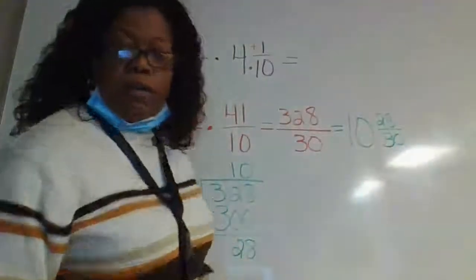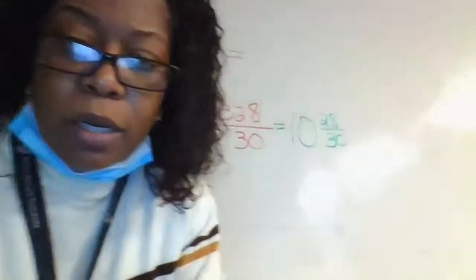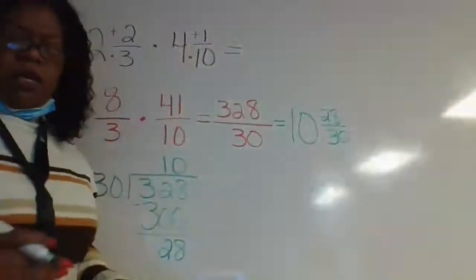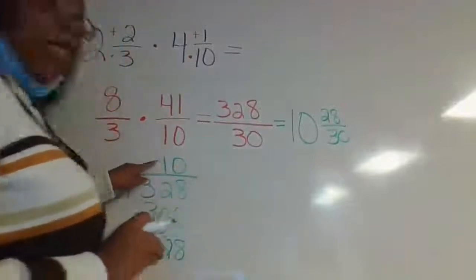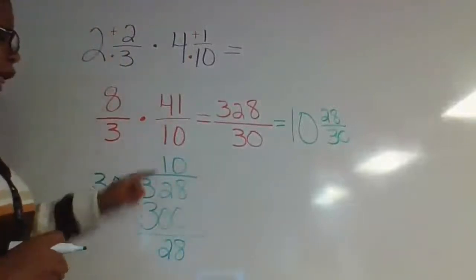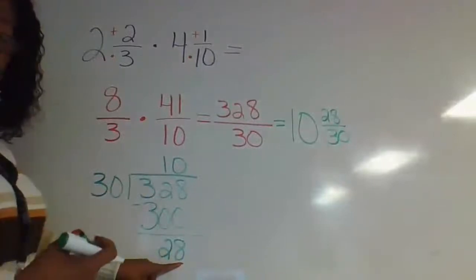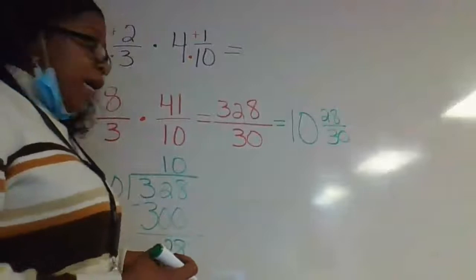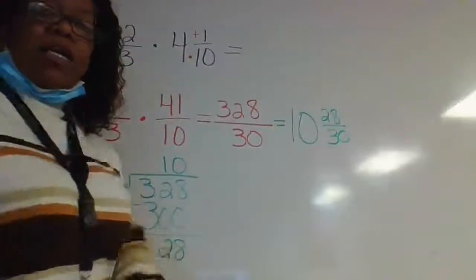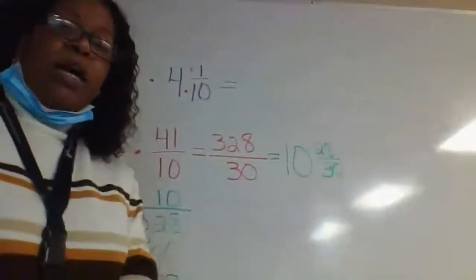Hope you all can see that. Okay? I hope that's better. We keep 30 as our denominator. So 10 is our whole number. What we would call traditionally our remainder becomes our numerator, and then 30 stays our denominator.